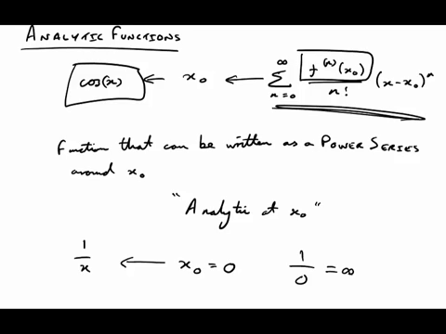So another way of thinking about an analytic function is that it's differentiable everywhere, that it's continuous. Because if you look here, it's not continuous at x equals 0. So 1 over x is not continuous at x equals 0. Why? Because it goes off to infinity at that point.